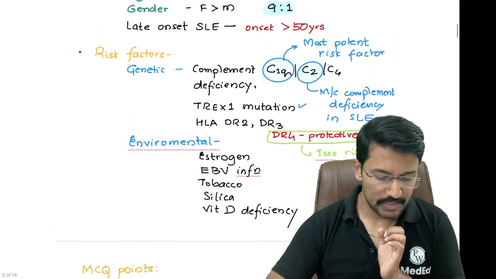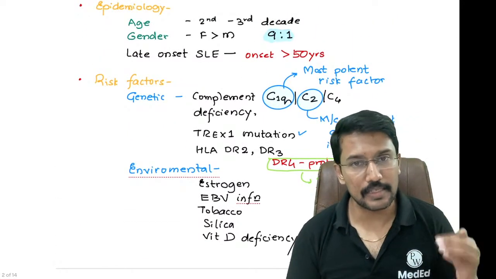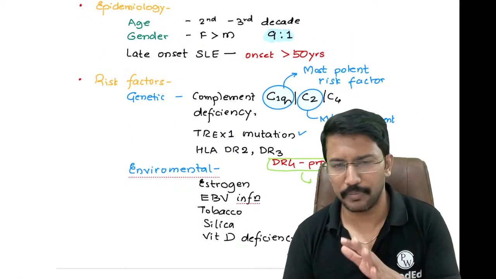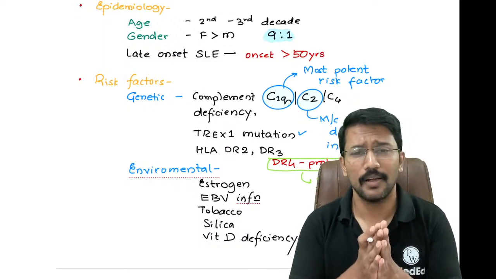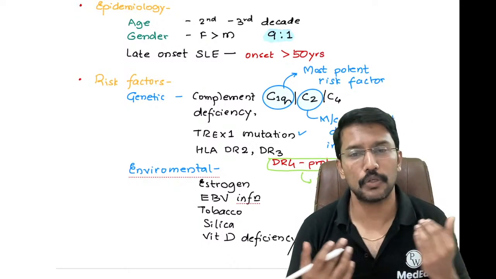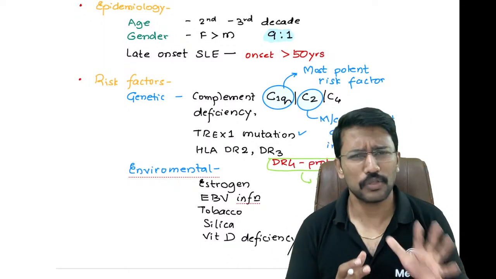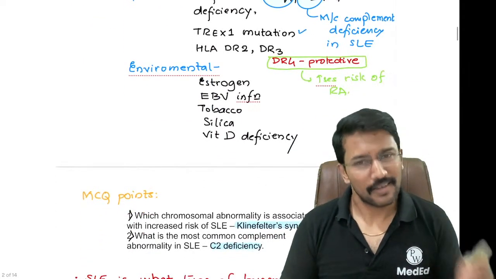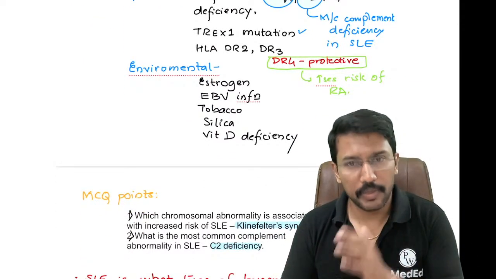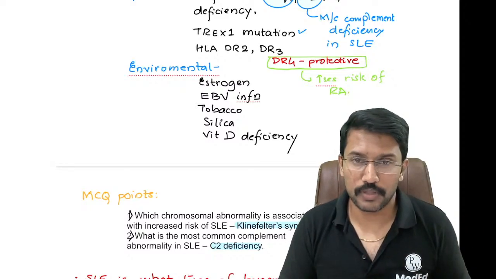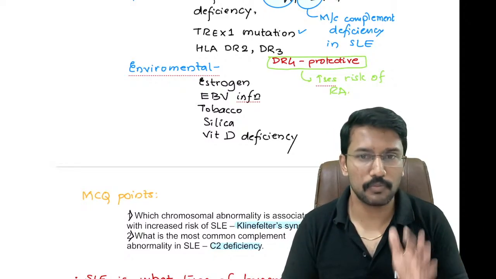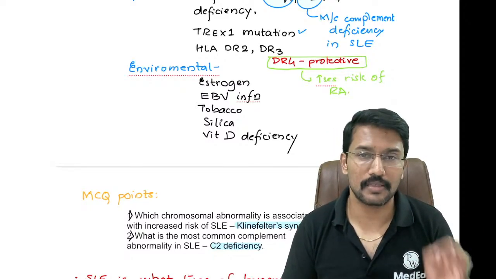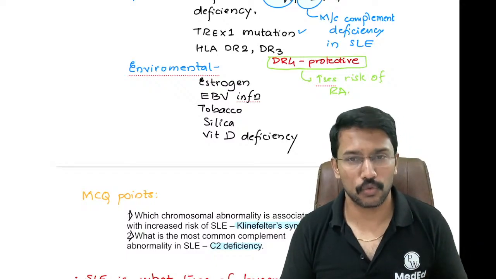Okay. Now we just understood that SLE is a disease of females, more common in females than males. Obviously there must be reasons, right? And what is the difference between male physiology and female physiology? Mostly it is related to hormones, right? So that's why there are environmental factors which also influence the risk of developing SLE, and the first most important risk factor I would talk about is exposure to estrogen, right?